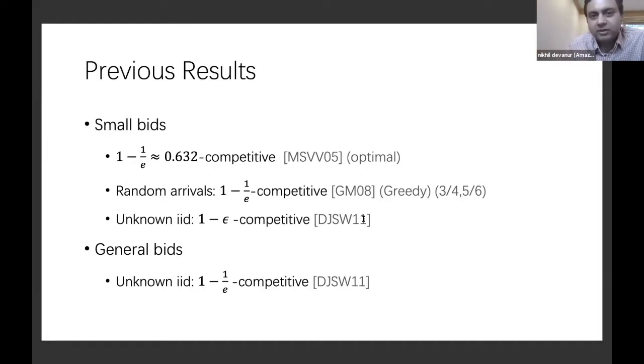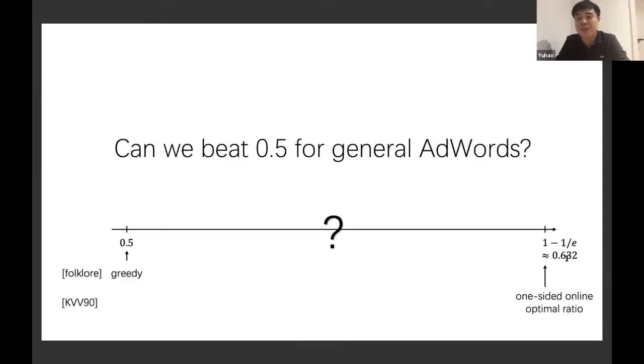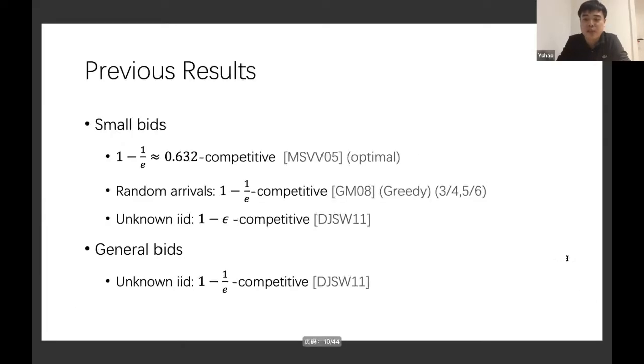So, another question, what is the upper bound for the general bids? The upper bound for the general bids is still 1 minus 1 over e. I see. Okay. But a strange thing is that in this paper, I see some worst case that shows a deterministic algorithm cannot beat 3/4 and a randomized algorithm cannot beat 5/6. I see. Is that right? I'm not very sure. I will look into it more.